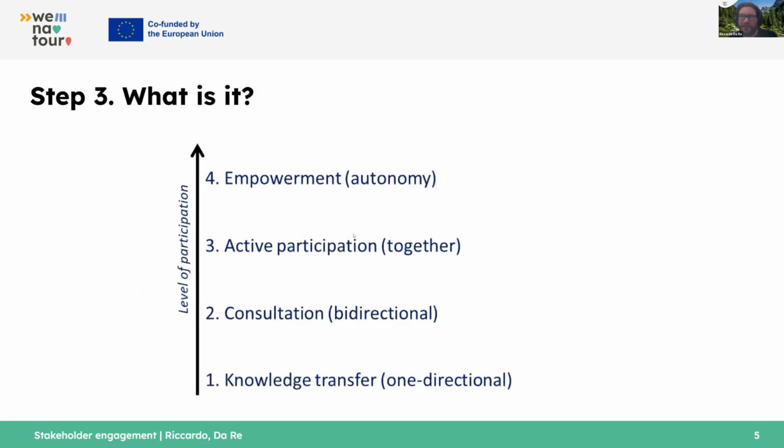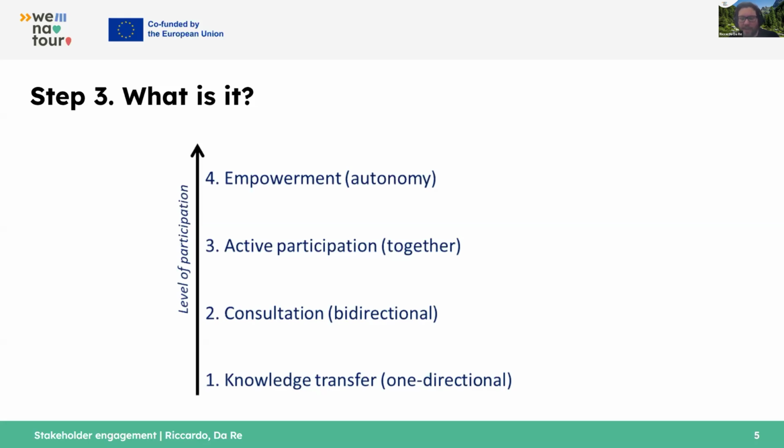The first step, okay, so if you decide, okay, let's start with a stakeholder engagement process, is which kind of stakeholder engagement do you want? Okay, so what is the level? In literature, you find several definitions of what participation is. What I like a lot is this taxonomy that subdivides stakeholder engagement in 4 steps, and all the 4 for me are good, okay, because they depend on your objectives. Okay, so step 1 is what is called knowledge transfer, so one directional.